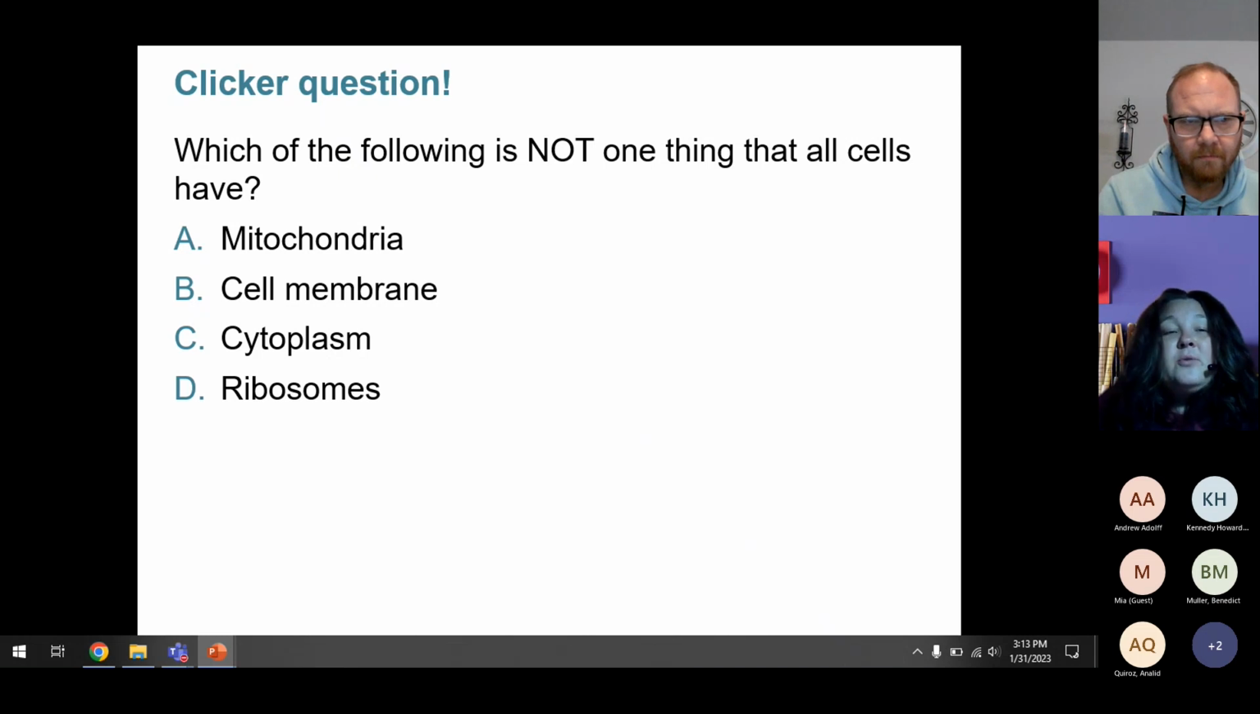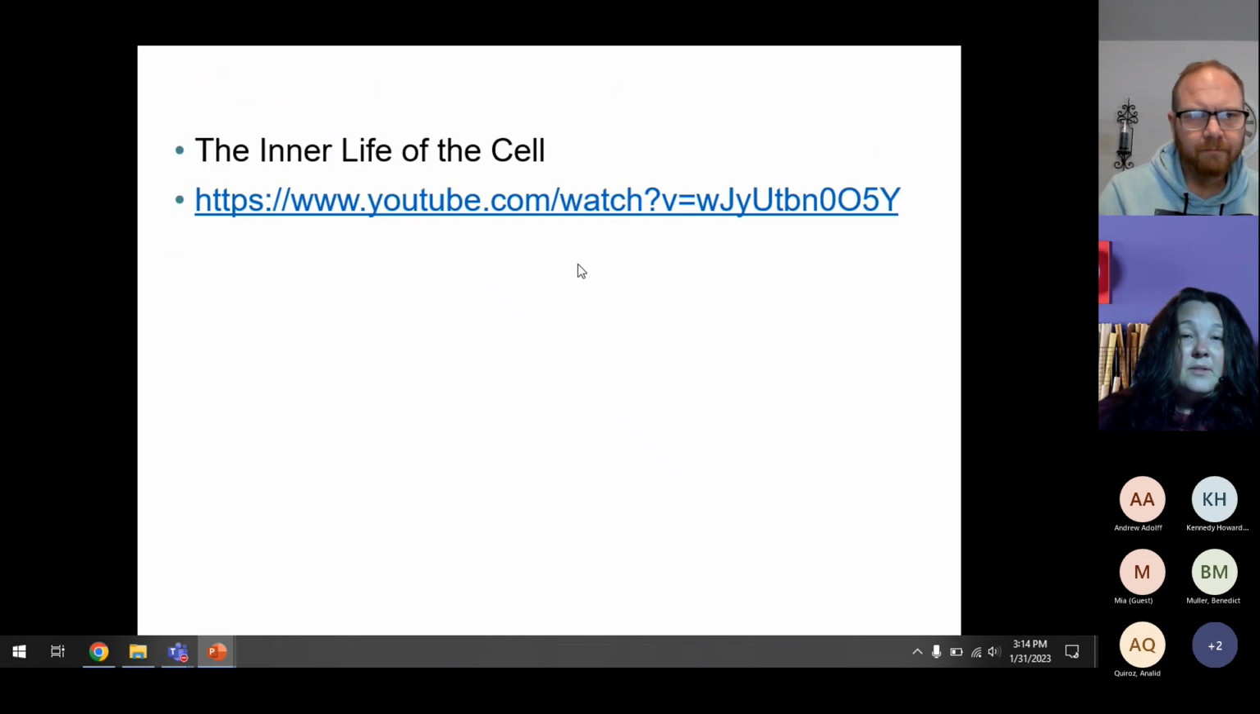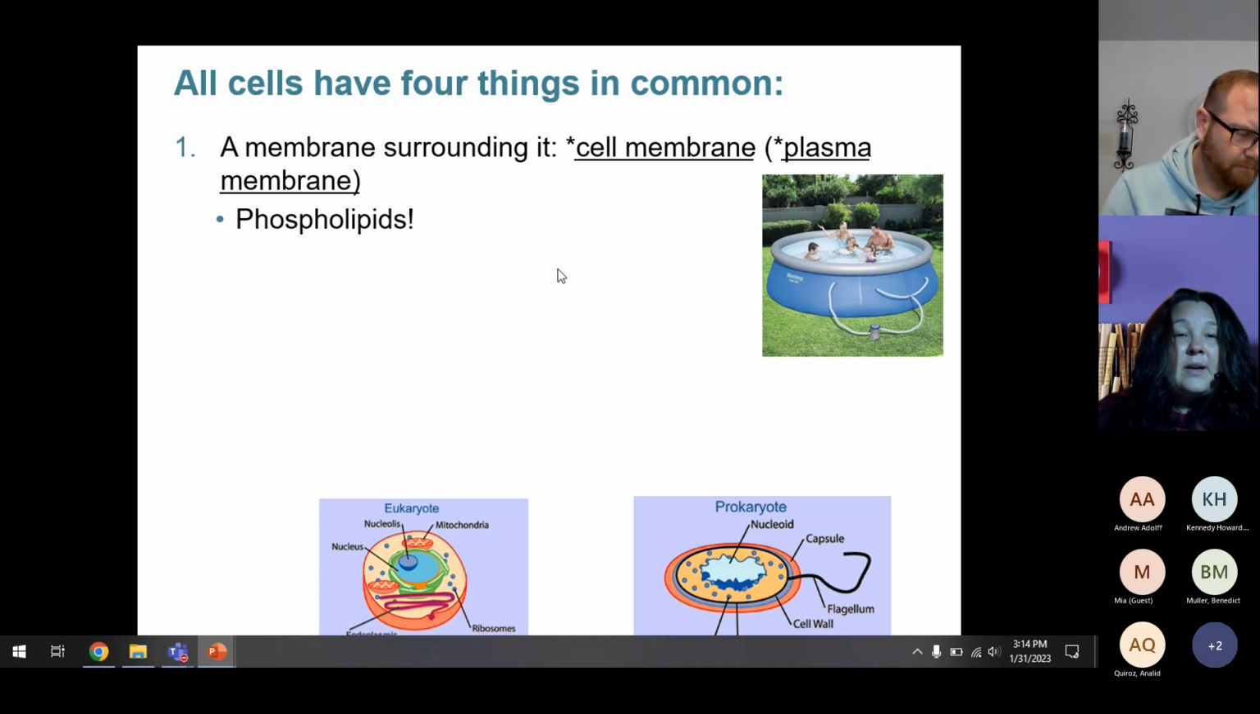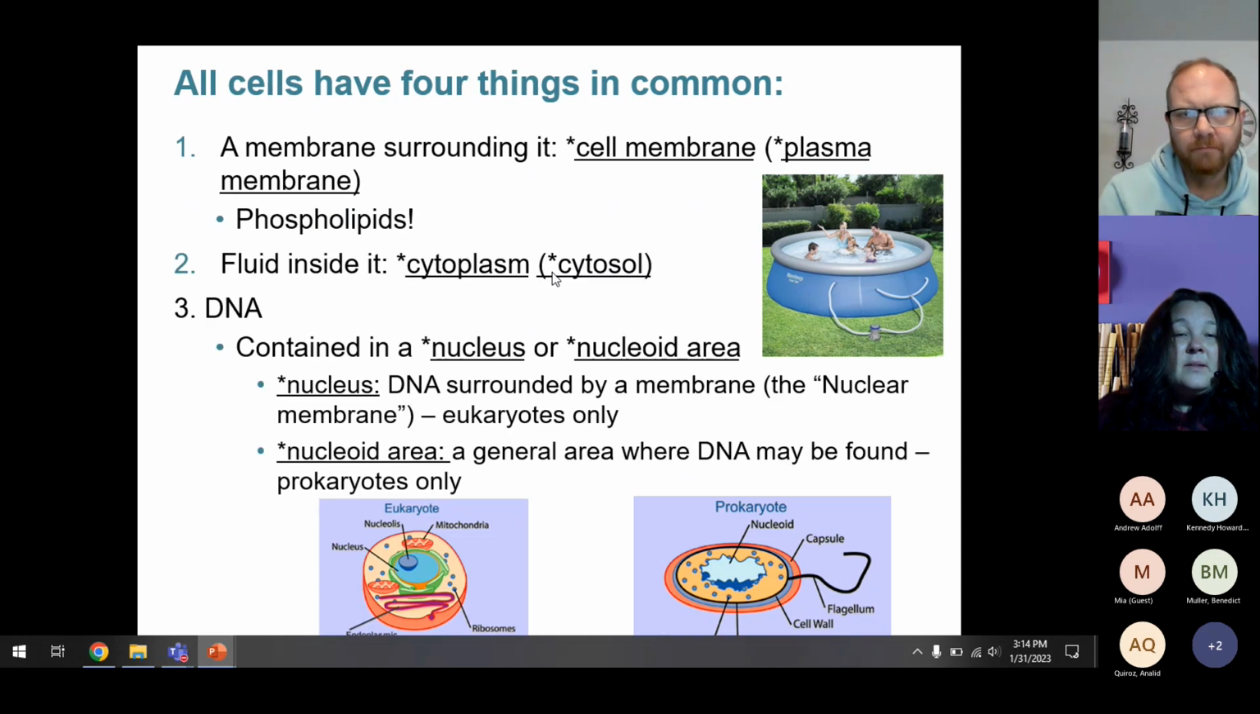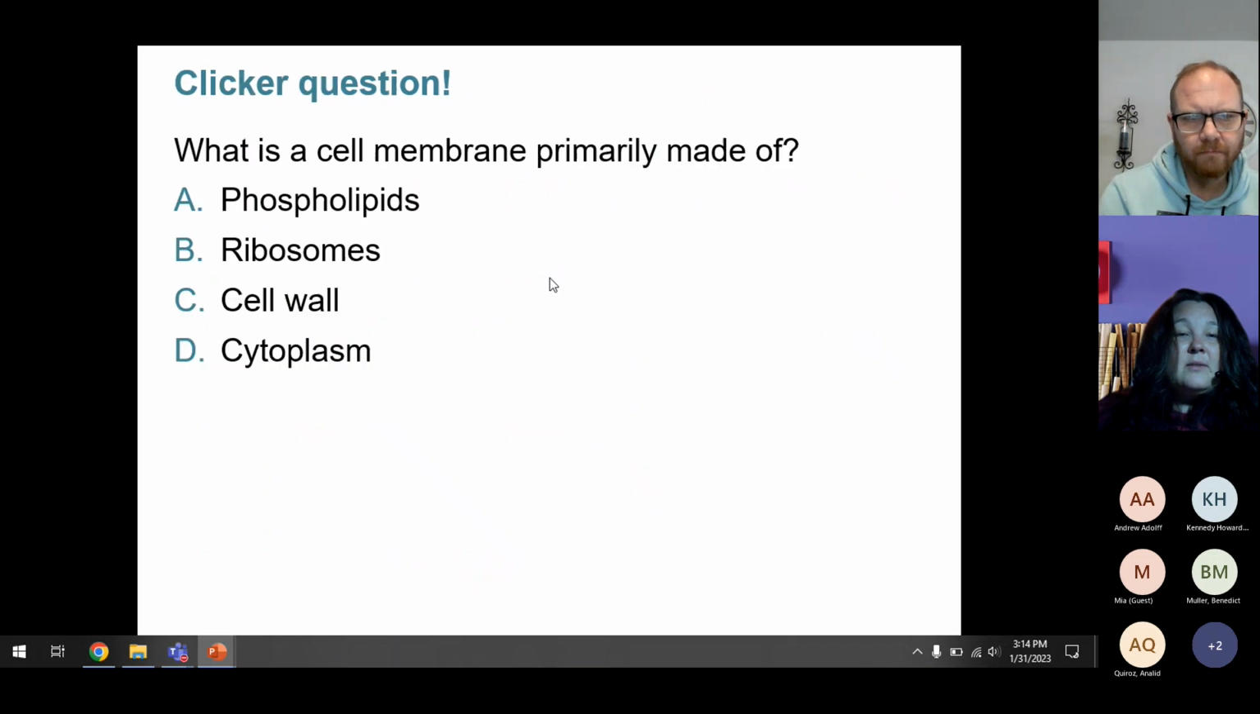That's good. The correct answer here is A. So 25% of you got it correct. The cell membrane, the cytoplasm, and the ribosomes are 3 of the 4 things that all cells have. All cells also have DNA. So let's go back up to all cells have a membrane, a cytoplasm, DNA, and ribosomes.